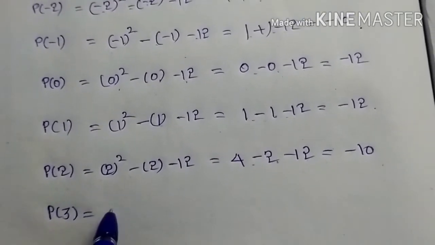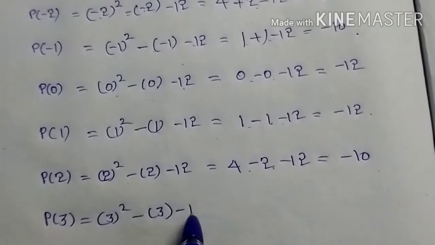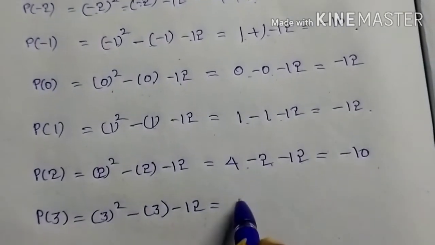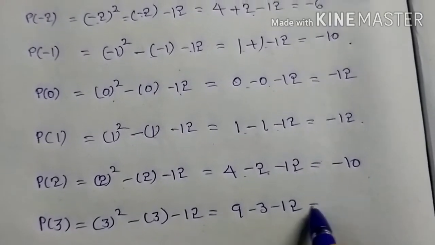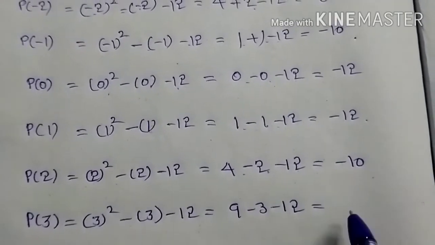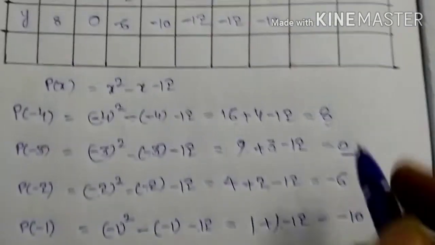P of 3 is equal to 3 square minus 3 minus 12. That means 3 square is how much? 9 only. 9 minus 3 minus 12. 9 minus 3 is how much? 6. 6 minus 12 is how much? Minus 6. Yes or no? Yes, you can write minus 6.